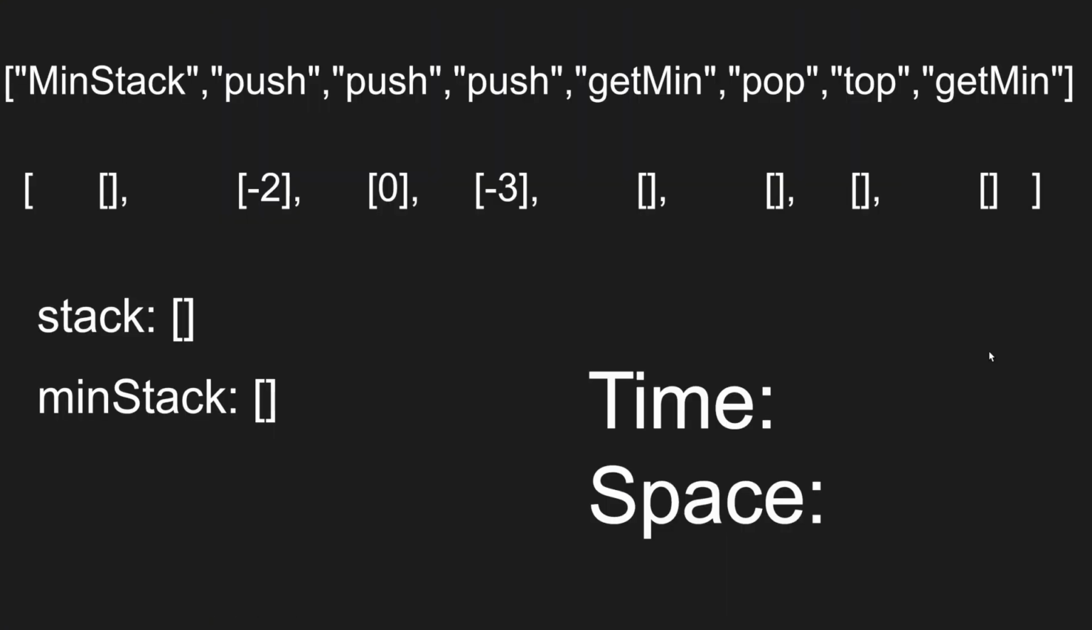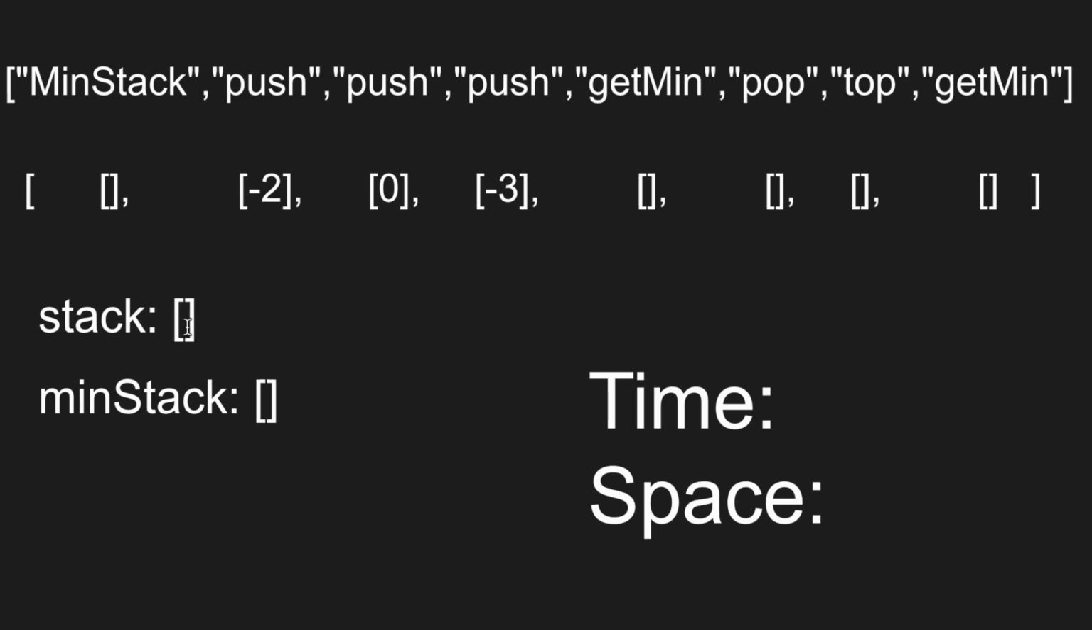One way that we can solve this problem is we can initialize two stacks. One will be called stack and one will be called min stack. The stack would just be whatever we push into the stack, and the min stack will push in the lesser value between the last element in min stack or the value that is being pushed. So let's just go over this example.